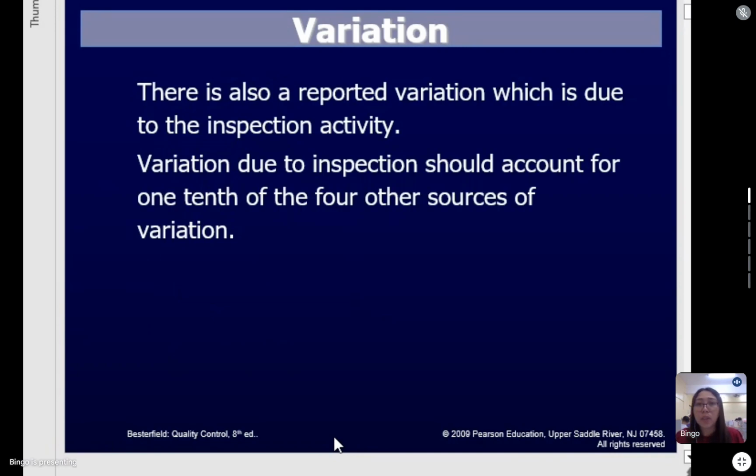Okay. So there is also a reported variation which is due to the inspection activity. So variation due to inspection should account for 1/10 of the four other sources of variation. So yung four sources natin, that could be what? The operator, the environment, the material, and ano yung nauna? If natandaan, ano yung una kong binanggit sa four sources? Equipment po. Yes, you have the equipment, you have the material, you have the operator, and the environment.